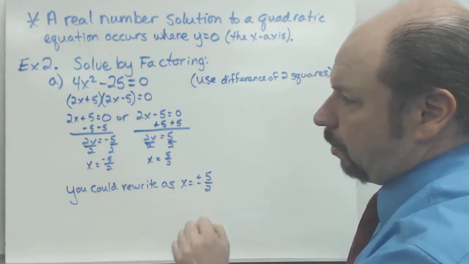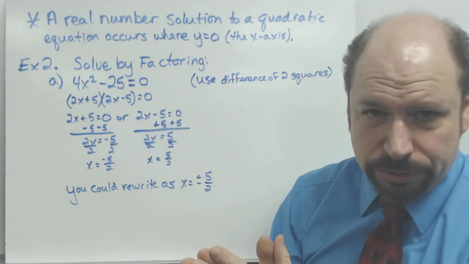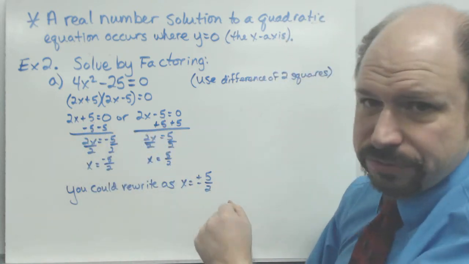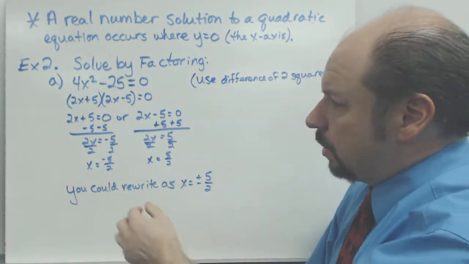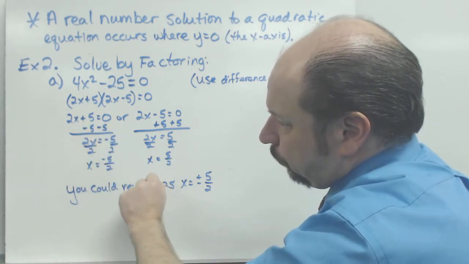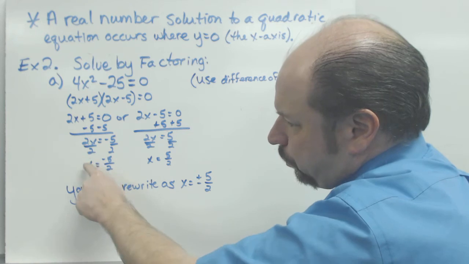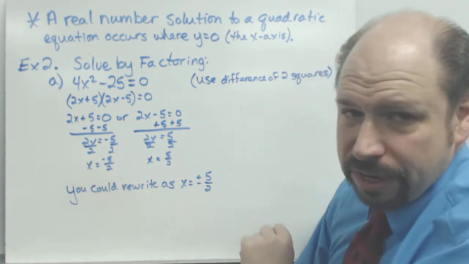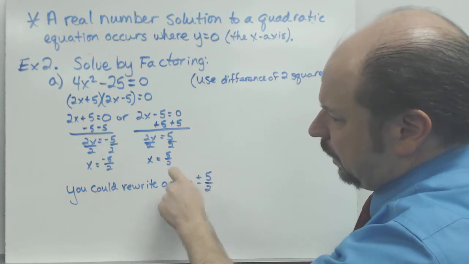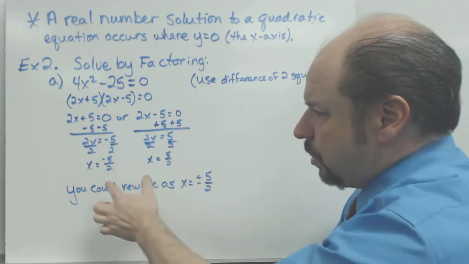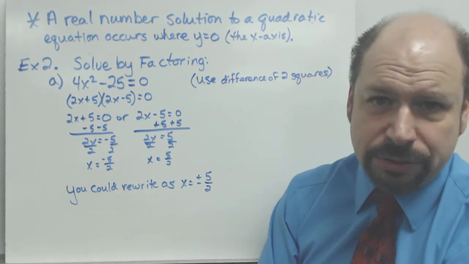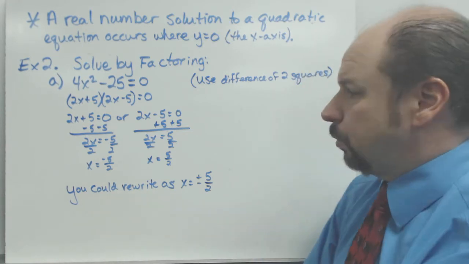So here is that pattern. Again, since this one's equal to 0, we're going to take each piece, the 2x plus 5 and the 2x minus 5, and set them equal to 0. To solve this one, we subtract 5 from each side and then divide by 2, and we get x equals negative 5 halves. Here we add 5 to each side and divide by 2, so we get x equals positive 5 halves. So negative 5 halves, positive 5 halves. We could rewrite this as x equals plus or minus 5 halves, for example. Okay?